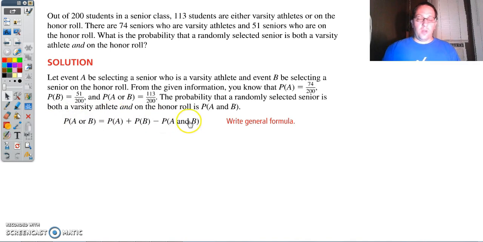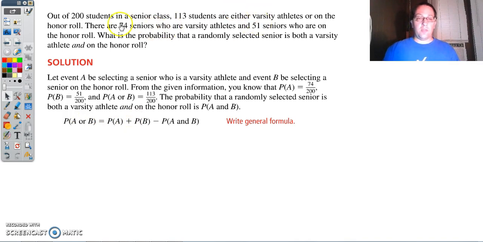All right. Fill in what we know. Probability that it's either one or the other. Well, it gives me that. 113 are either one or the other. So that's 113 out of 200 that are A or B. Probability that they're an athlete.